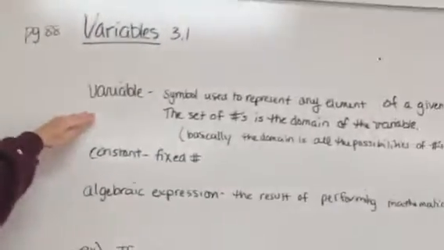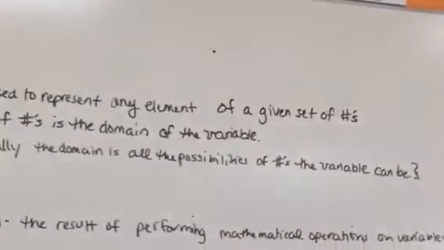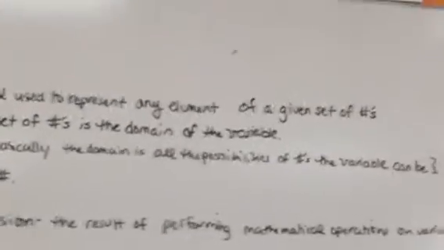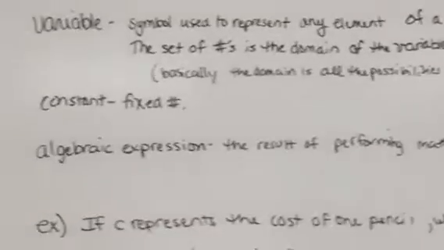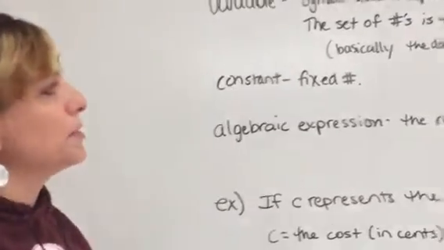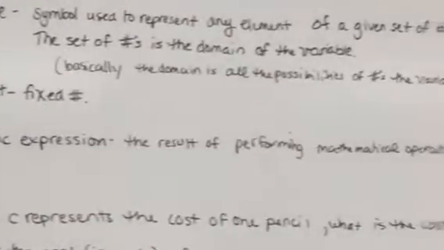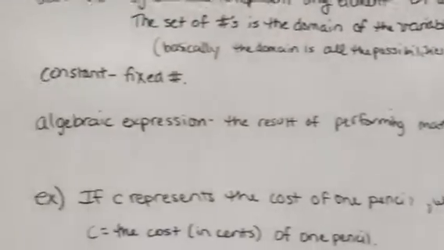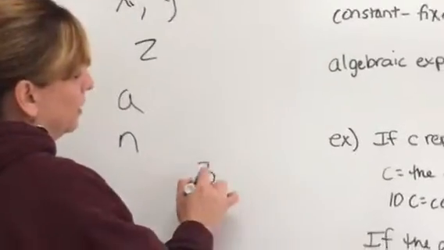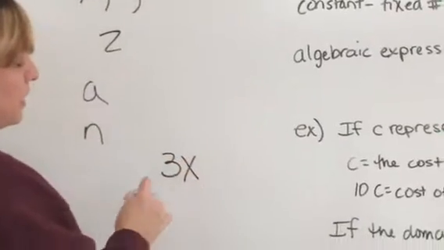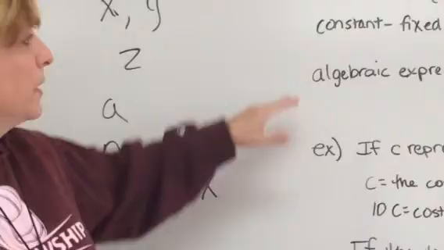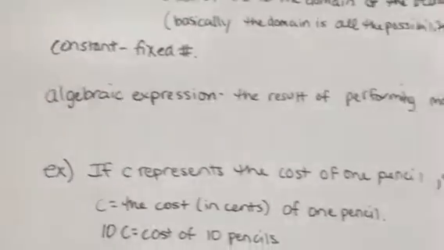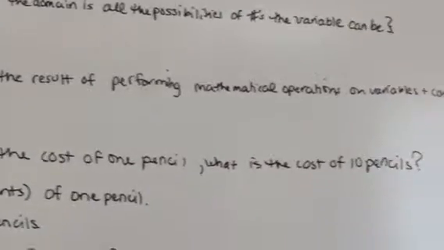So a variable is a symbol used to represent any element of a given set of numbers. And then the set of numbers is the domain of the variable. So basically the domain is all the possibilities of the numbers the variable can be. Okay, a constant is a fixed number. So if you have 3x, then 3 is the constant and x is the variable. So an algebraic expression is the result of performing mathematical operations on variables and constants.